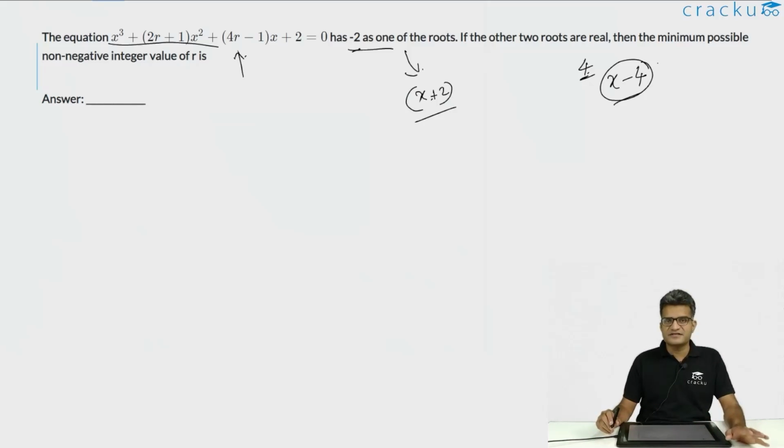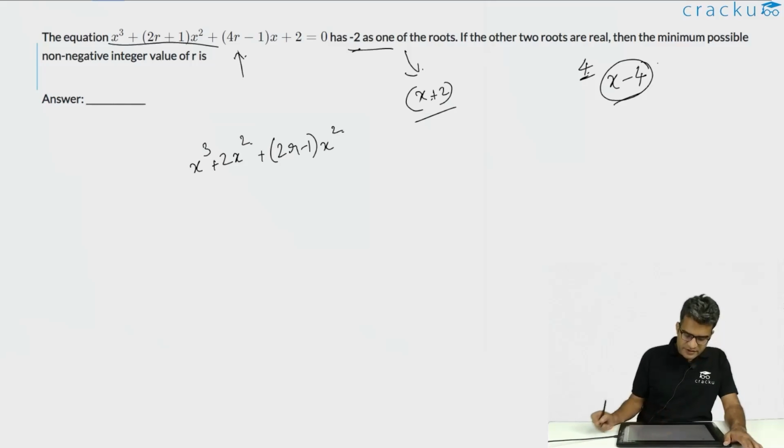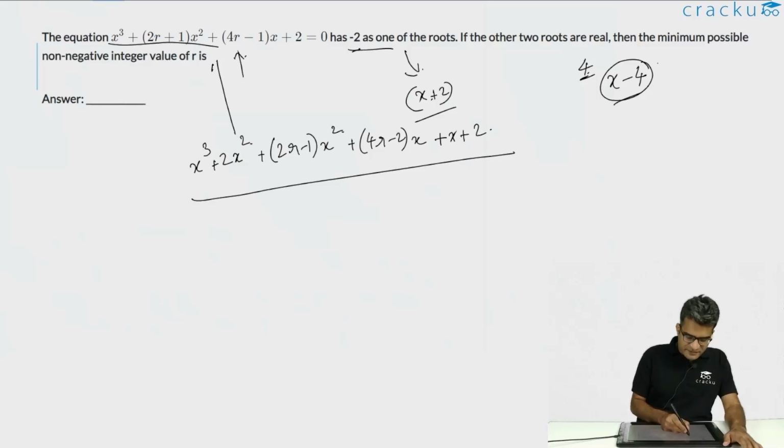So let us try to factorize this and take x plus 2 common. This would be of the form x cube plus 2x square plus (2r minus 1) into x square plus (4r minus 2) into x plus x plus 2. This is simply the value of this given polynomial.